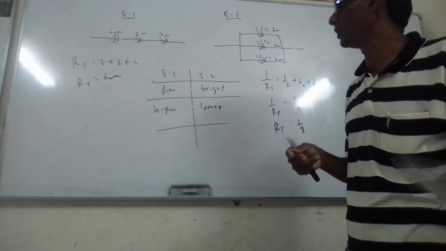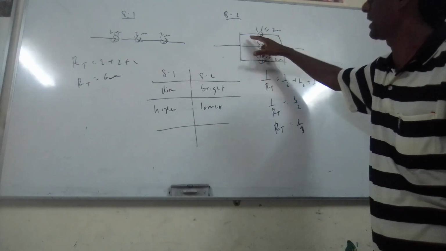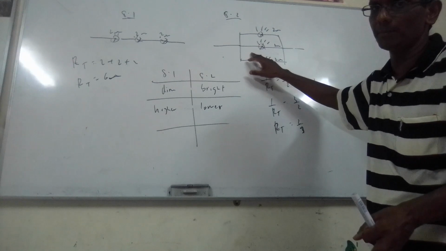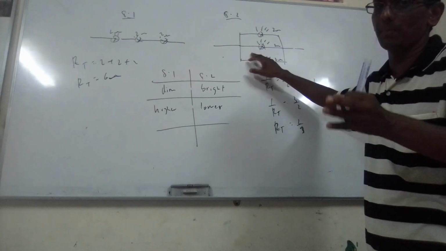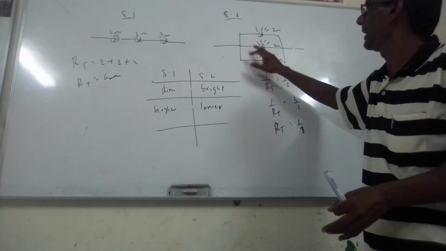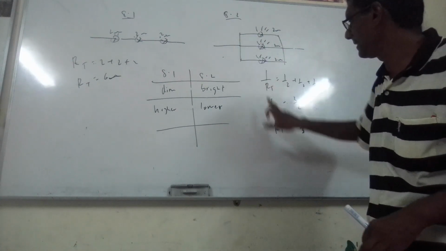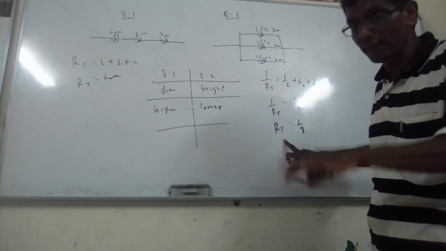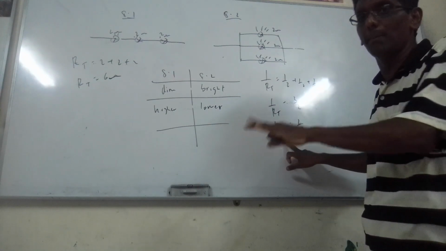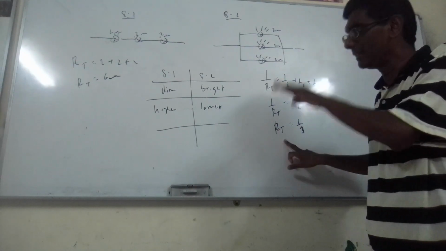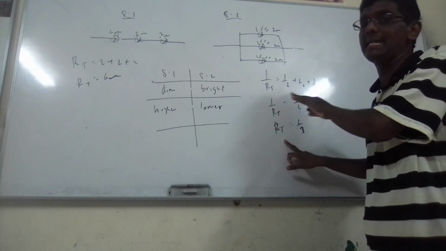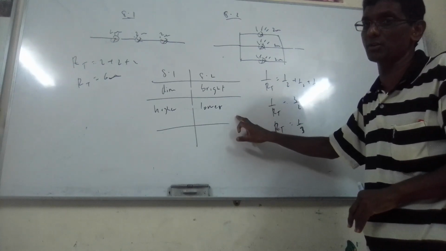Okay, 3 bulbs. So when the bulbs are arranged in parallel, the effective resistance is lower. Therefore, the bulbs are brightly lit. That is called the physics concept.